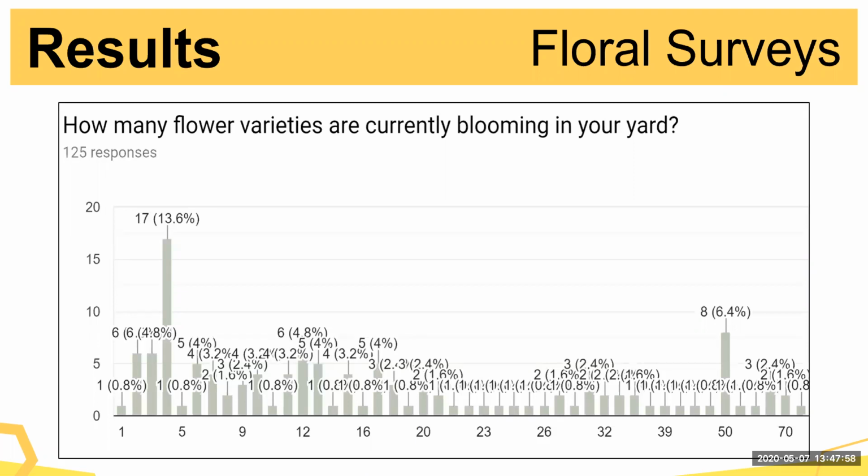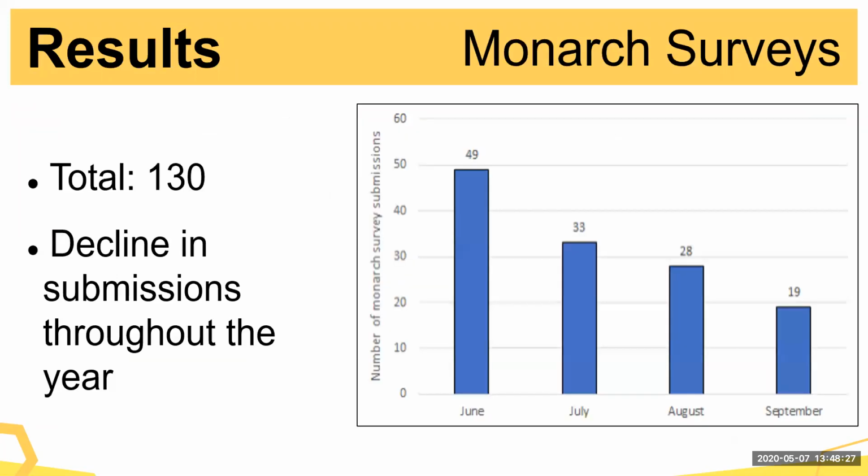Next, we observed a big diversity of flower varieties blooming in people's yards. As you can see, there were anywhere from one blooming flower variety all the way up to over 70 different types of flowers in people's gardens. So that is a great span of different garden diversities, which is going to offer a lot of insight. Secondly, for the Monarch surveys, we had, again, a total of 130 Monarch surveys submitted. Again, though, we do see that same decline in submissions throughout the year.